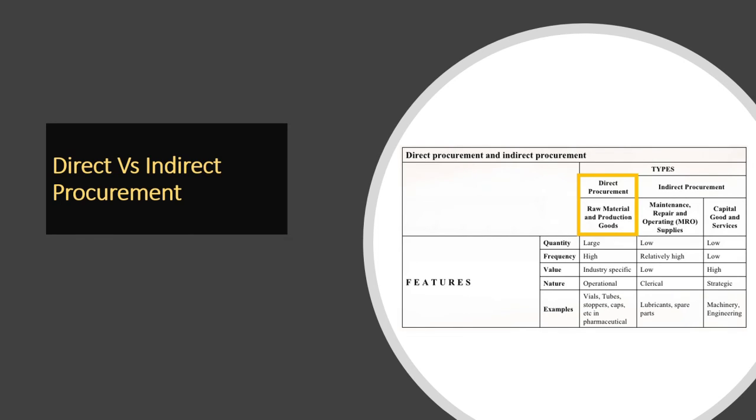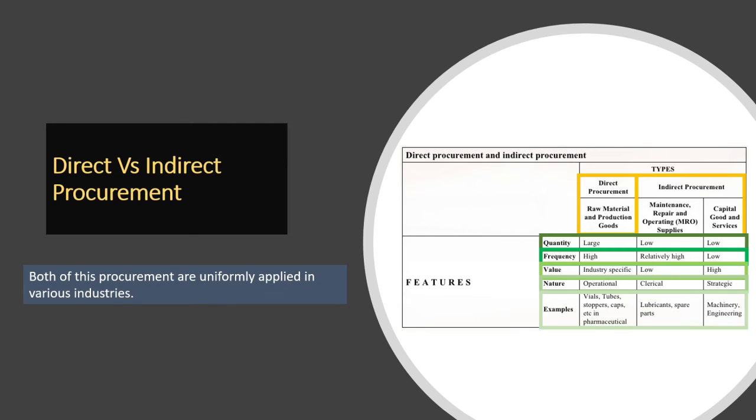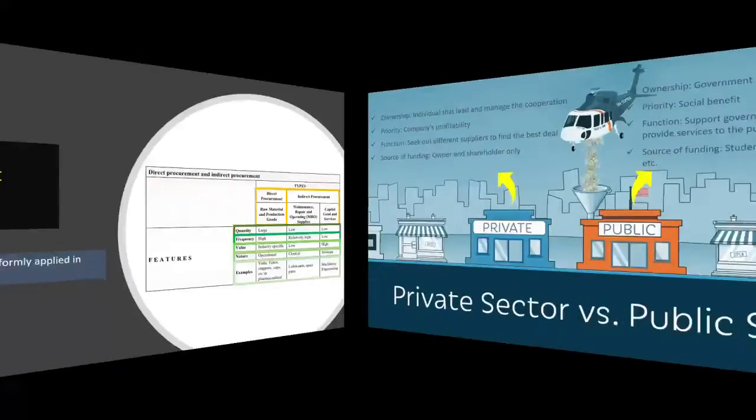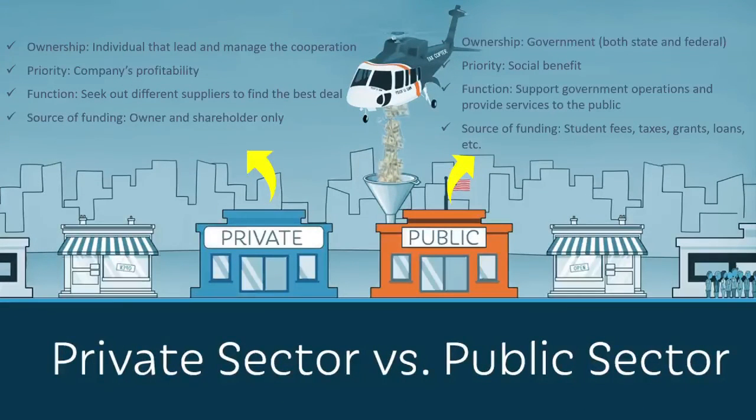or service. However, the indirect procurement is slightly different from the direct type, as it includes MRO supplies, which stands for maintenance, repair and operating supplies, capital goods and services that are needed in its operations such as software, human resource, facilities and etc. As we can see in this table, there are differences in the features of qualities, frequency, values and natures with some examples. Both of these procurements can be applied in various industries. Furthermore, I will discuss procurement management that can be implemented in both private and public sectors.